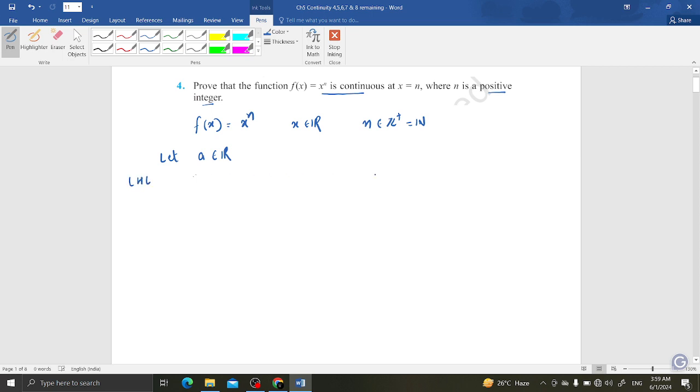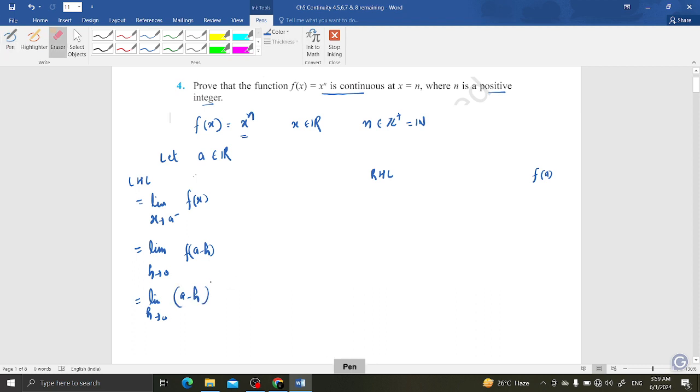We need to find the LHL, the RHL, and then the function value at a. So what is the LHL? LHL is the limit as x tends to a negative of f(x), which is the limit as h tends to 0 of f(a minus h). What is f(a minus h)? It is (a minus h) raised to the power n.